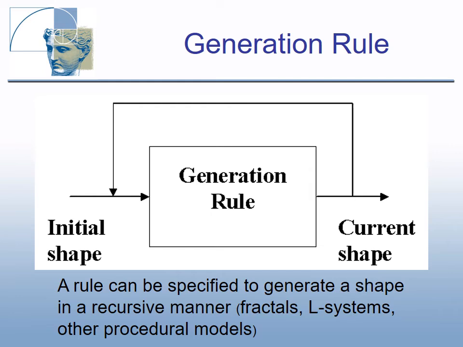A rule can be specified to generate a shape in a recursive manner, starting with some initial shape, usually very simple, and using the current shape as input at the following generation step. In this way, fractals, L-systems, and other procedural models can be defined.